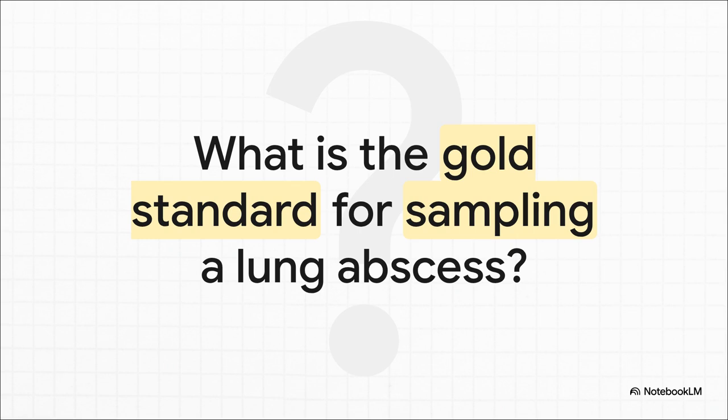Is it A, just a sputum culture, B, blood cultures, C, drainage and culture of the aspirated material, or D, a throat swab and just starting antibiotics? The answer, and this is a take-home point, is C, drainage and culture of the aspirated material. Period. Getting a direct sample of the pus and doing it before you start antibiotics if you can is the single most important thing you can do to figure out what you're fighting and how to kill it.